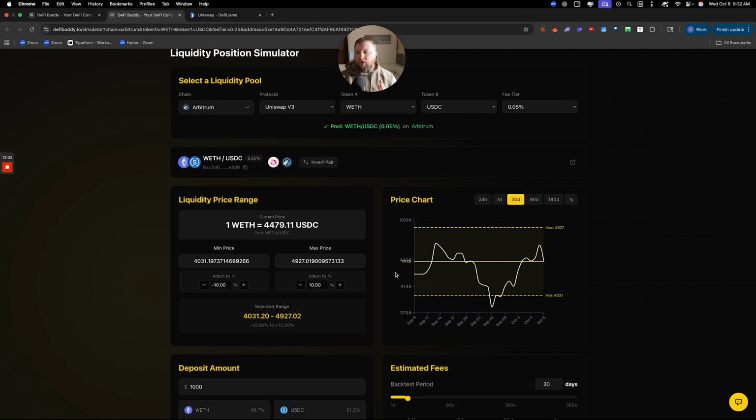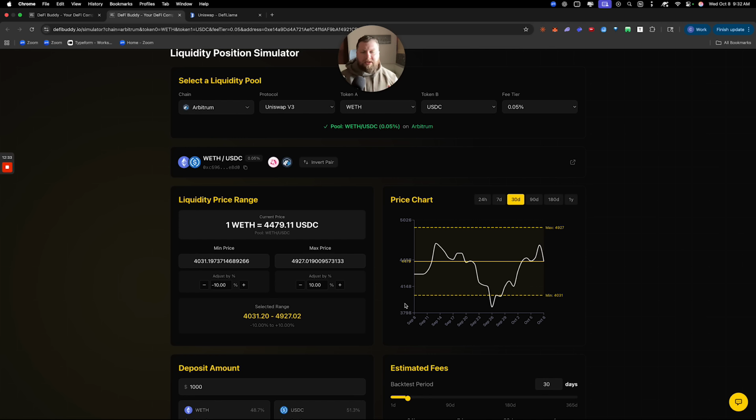If I'm providing liquidity between $2,000 and $3,000, and the current price is $4,500, that means I'm out of range. I'm not providing liquidity at $4,500, so my capital is not earning rewards. It is not being used as liquidity for people to swap back and forth. And so when I'm selecting a range, I want to select at what minimum and what maximum price I want to provide liquidity so that if my capital is being used, I earn those fees.